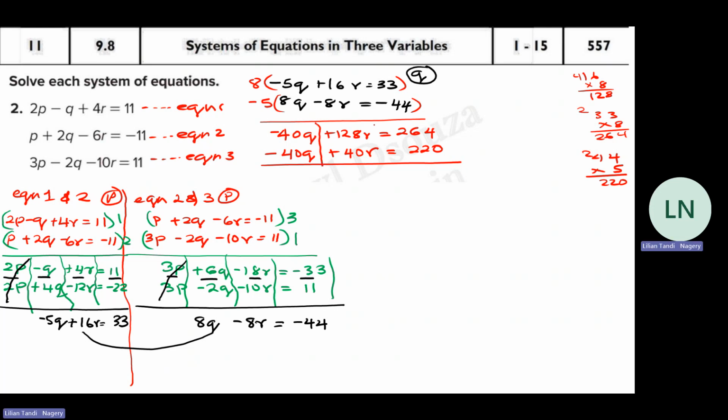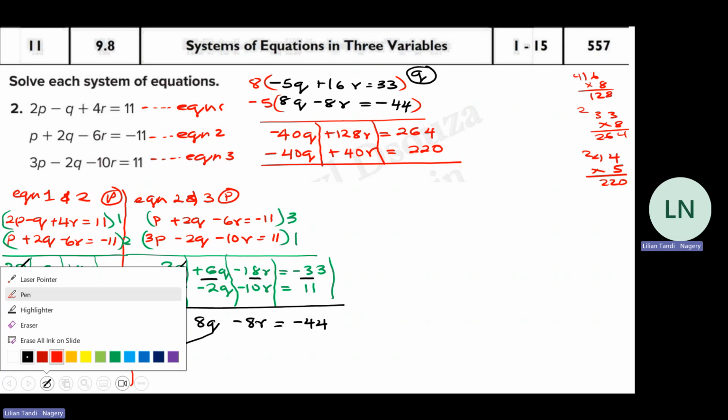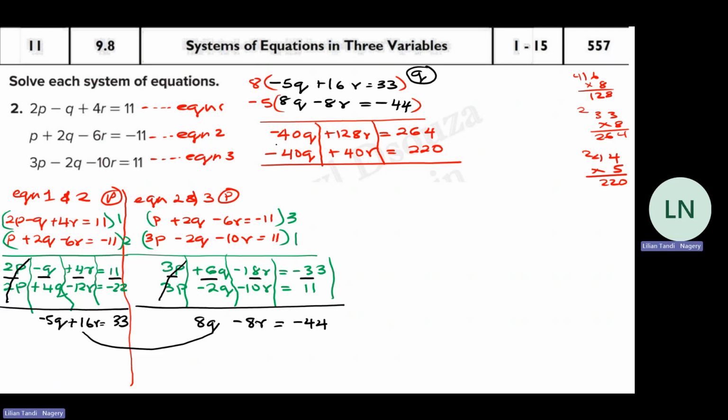So I make my houses. And now I can subtract. We're eliminating Q, so we will subtract. So this goes away. This is 88R equals 44. Divide by 88, divide by 88. R equals half. Okay?